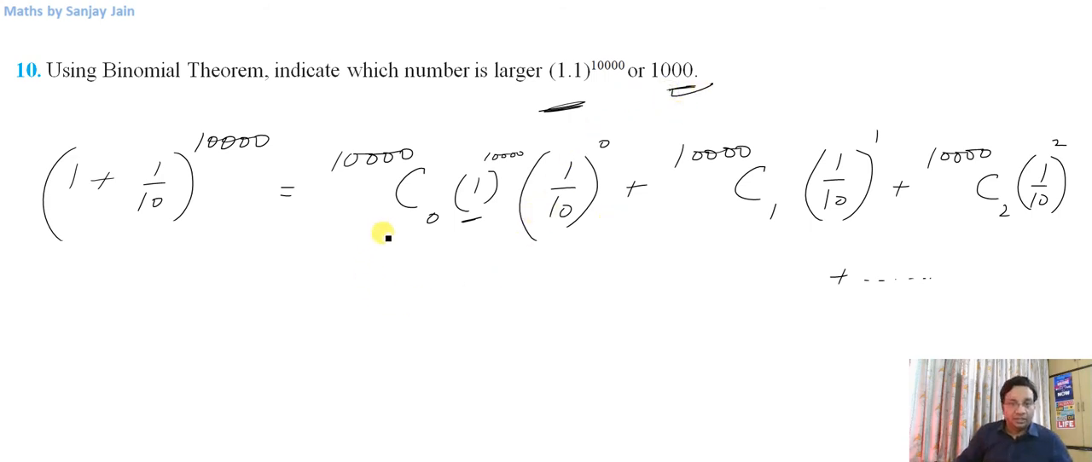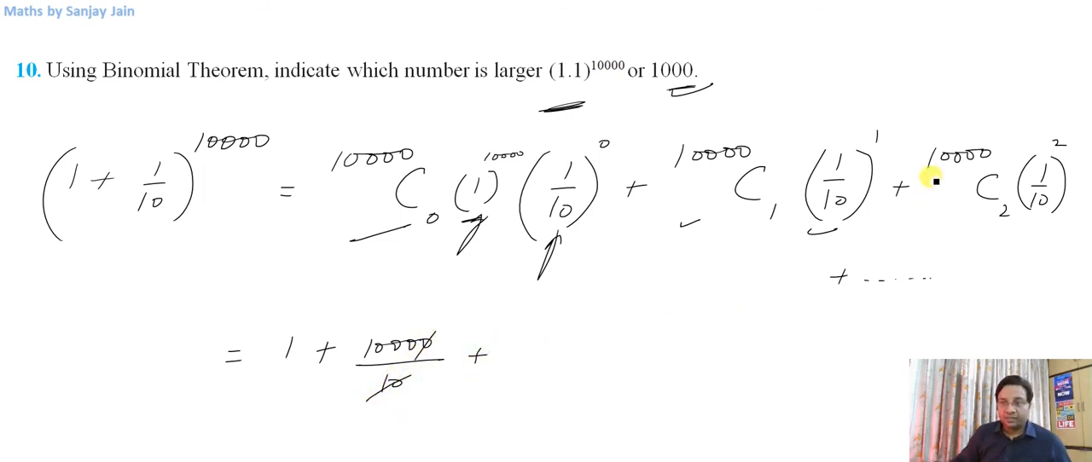So let us see. This is 1, this is 1, this is 1. So the first term is 1 plus this is 10,000 and this is 10 in the denominator. So this will give you 1000 here. Then plus this is some positive number, right? Some positive integer. So some positive number.